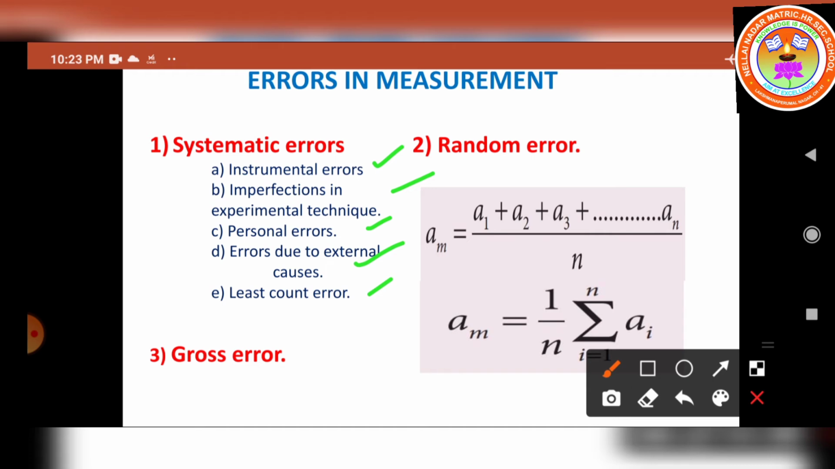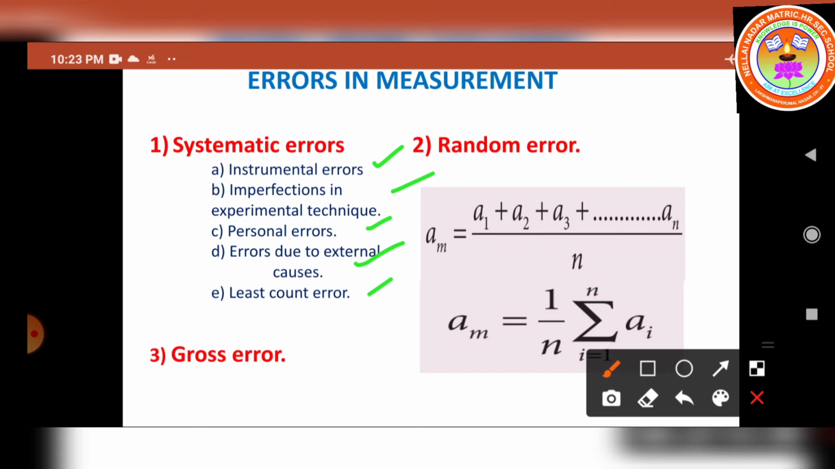Now let us see the second type, imperfections in experimental technique or procedure. These errors arise due to the limitations in the experimental arrangement. For example, while performing experiments with a calorimeter, if there is no proper insulation, there will be radiation losses. This results in errors, and to overcome these, necessary corrections have to be applied. So this error is taken as what? Imperfections in experimental technique or procedures.